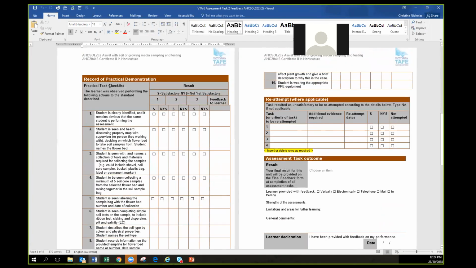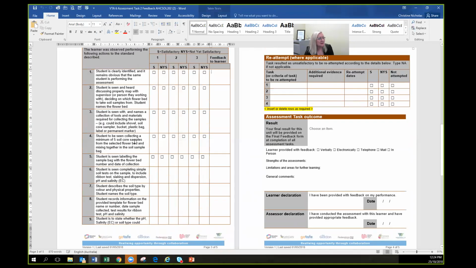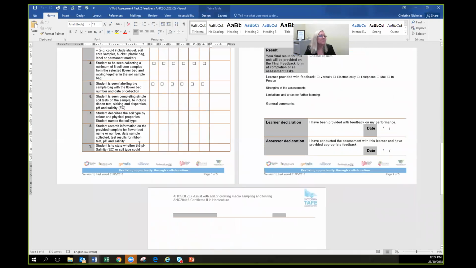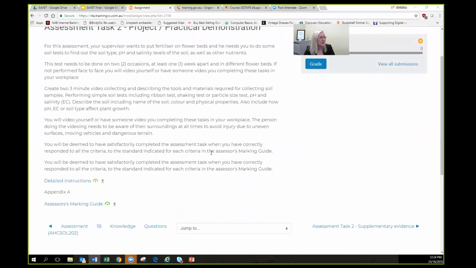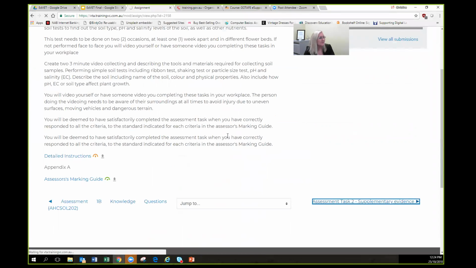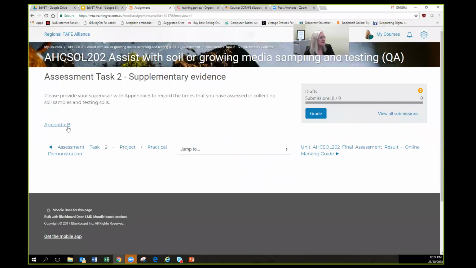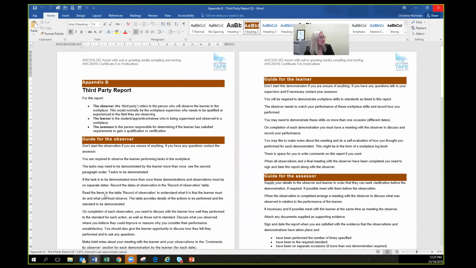And this is the record of participation, practical demonstration on 3 occasions, and feedback to learner. Now, this particular form, because we want to really make sure the learner is competent, we have the third-party report. So, and that's that. I'm just going to the next bit. Supplementary evidence, Appendix B, which is the third-party report.